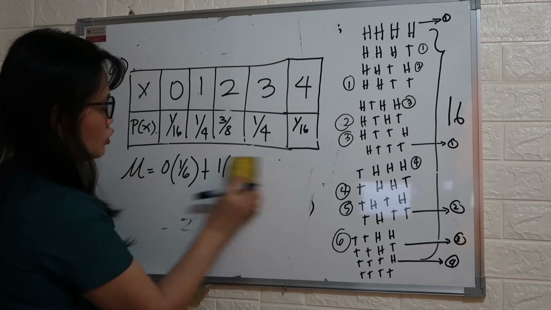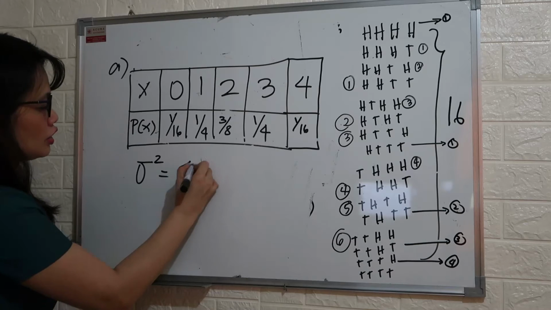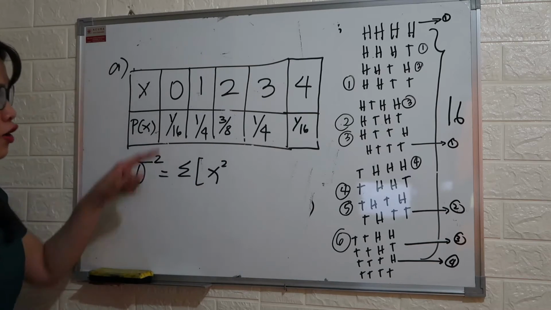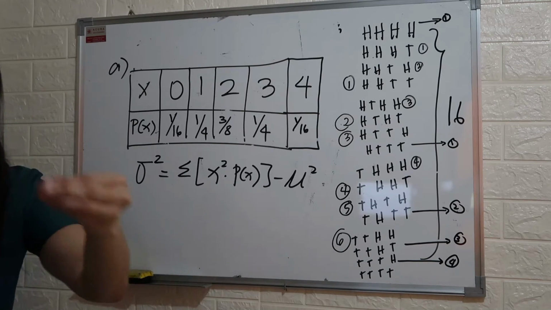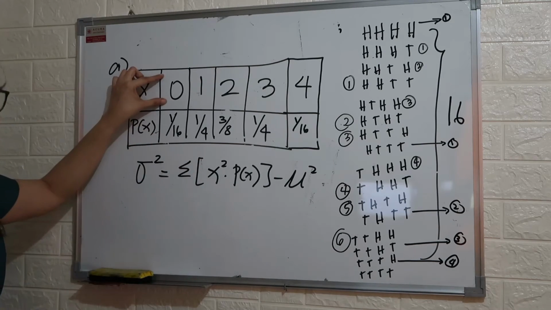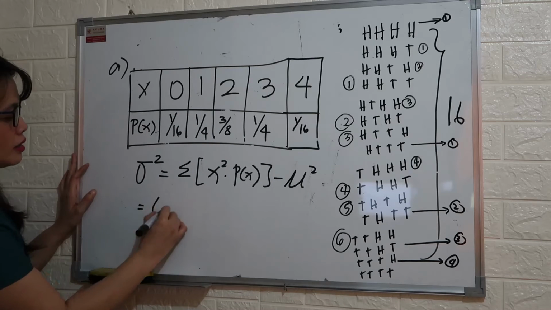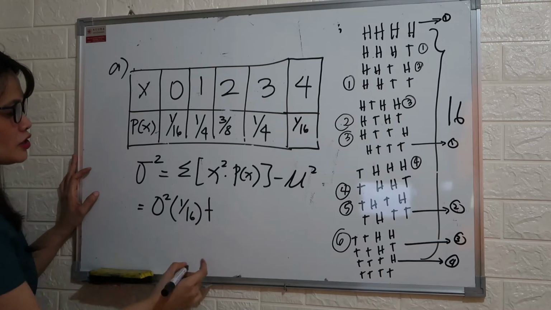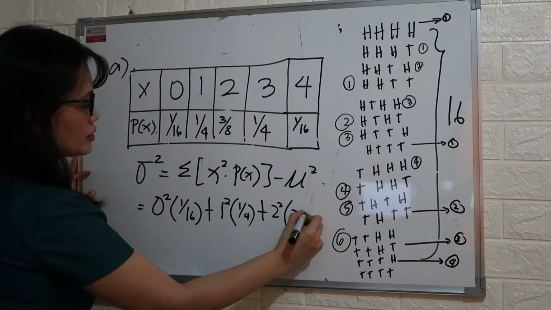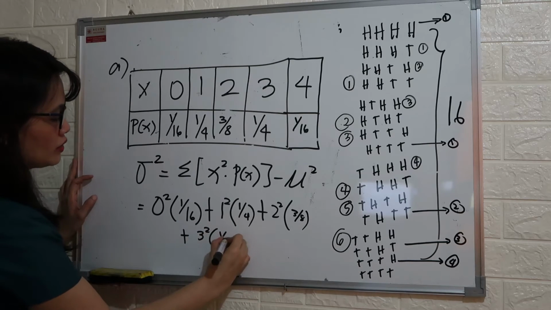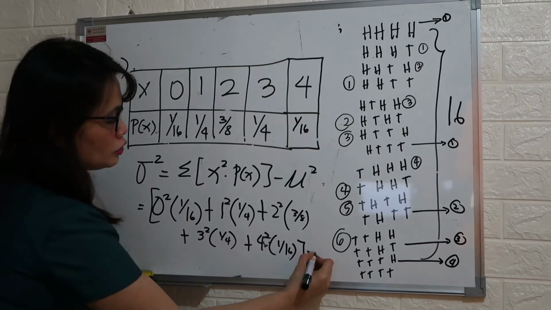To solve for the variance, this is the symbol for the variance. It will be the summation of the square of the value multiplied by its corresponding probability, minus the mean squared. That will become 0 squared multiplied by 1 over 16 plus 1 squared multiplied by 1/4 plus 2 squared multiplied by 3/8 plus 3 squared multiplied by 1/4 plus 4 squared multiplied by 1 over 16. After you get the summation, you need to subtract the mean.